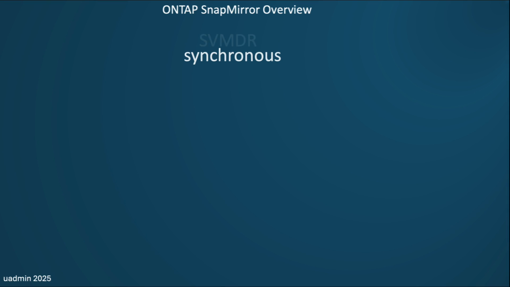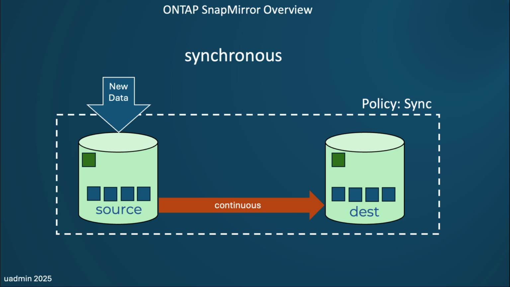And up till now we've seen some examples of asynchronous replication, but how does synchronous replication work? As discussed, data is written to the source and is written to the destination in parallel, and the client will only get word that the data is safe after both sides have the data. It comes with two policy types, sync and strict sync.